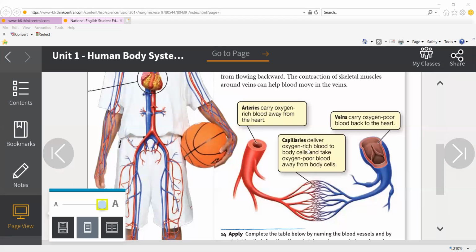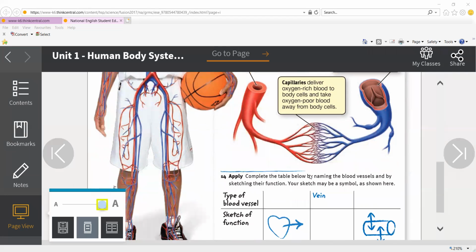Capillaries deliver oxygen-rich blood to body cells and take oxygen-poor blood. This is the one for delivering. See how they are connected. Do you see here how both are connected? So these capillaries are giving good oxygen-rich blood to the cells and taking the poor blood from them.